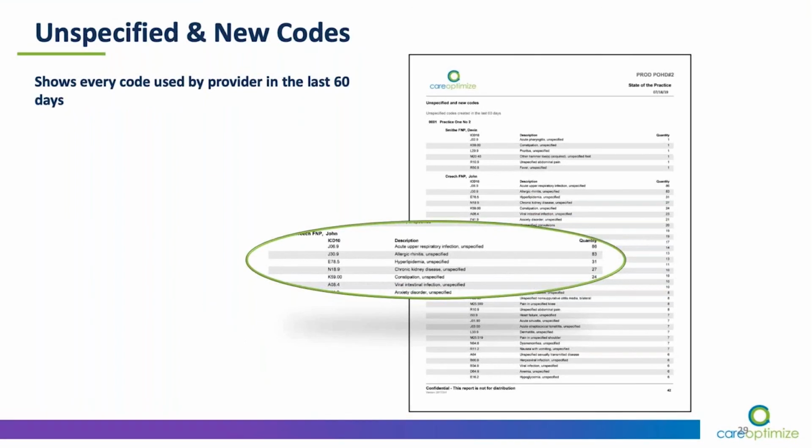Last but not least, that we will be covering on the State of the Practice Insights is our unspecified and new codes. This is going to show every code used by providers in the last 60 days. So it's essentially breaking down what would normally be in your superbill or your routing slip and showing you the frequency in which they've been used with a window of the last 60 days.